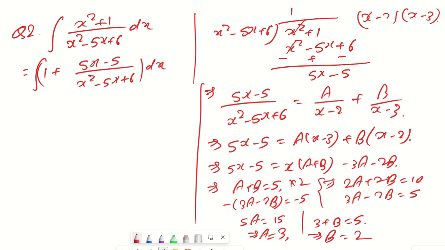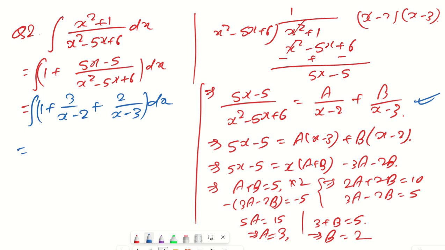So I can write my integration as 1 plus a by (x minus 2), this one, right? So a by (x minus 2) is 3 by (x minus 2) plus b by (x minus 3), that is 2 by (x minus 3) dx. Now if you integrate, what will happen? x plus 3 log of (x minus 2) plus 2 log of (x minus 3), okay, and plus some constant c. If you want, you can write it down.